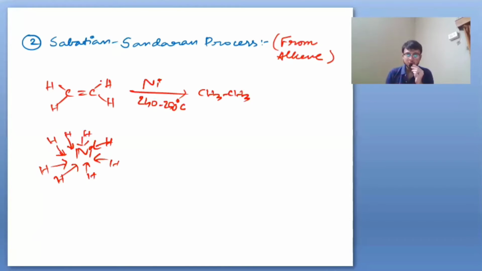So when they give you this Ni at 240 to 250 degrees Celsius, you just have to remove the double bond, put a single bond here, and add the number of hydrogens needed for an alkane. That's how you do this. So it comes CH3 CH3.